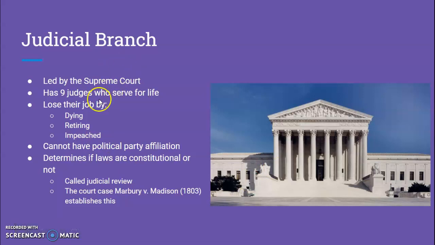So realistically, judges lose their job by dying or retiring. Getting impeached is very rare for a Supreme Court judge. A big thing about Supreme Court judges in the judicial branch is that they cannot have political party affiliation. They're not Republican or Democrat or Libertarian or whatever party you want to put in there, Green Party. They don't have party affiliation because their job is to look at the law and interpret law.